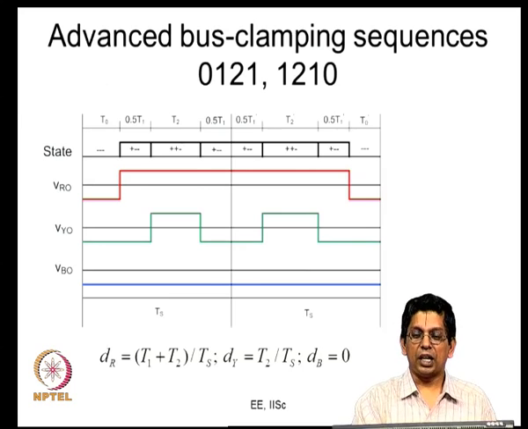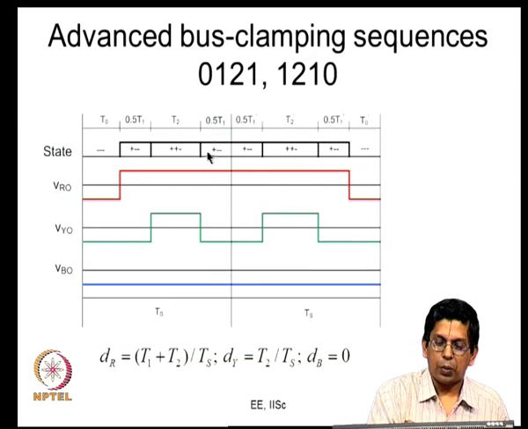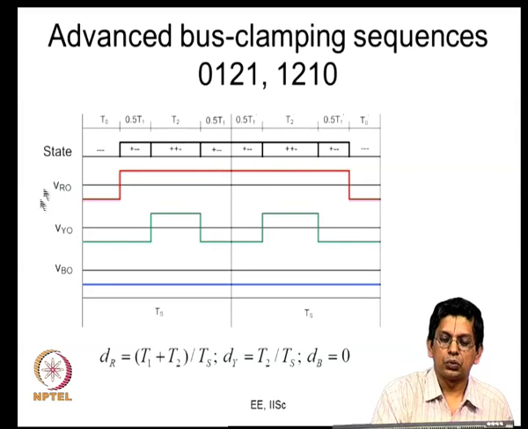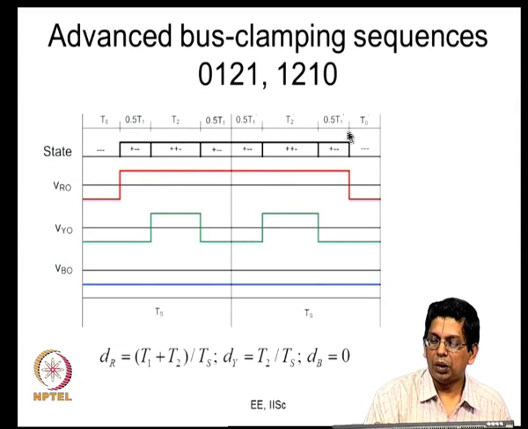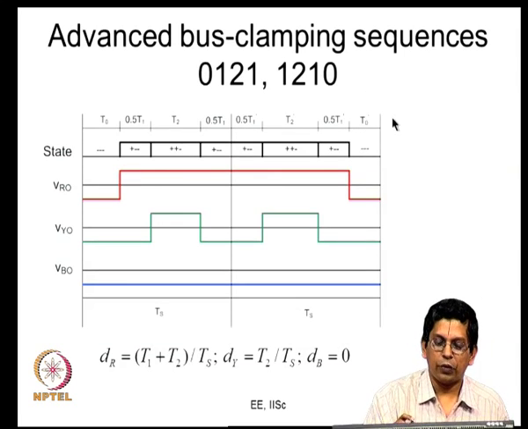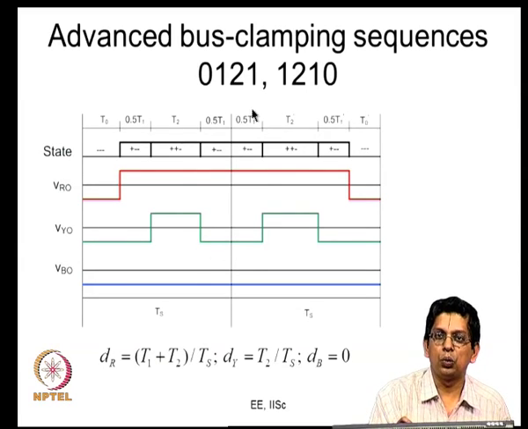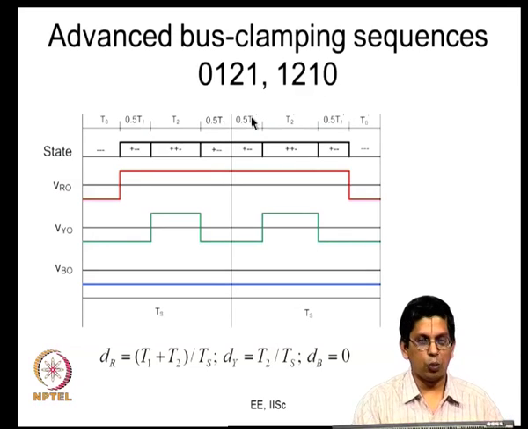The same way you have the other advanced bus clamping sequences, 1, 0, 1, 2, where this 0.5 T1 can be shifted ahead, so you can have 1, 0, 1, 2 or 2, 1, 0, 1. For those sequences also you will find the duty ratio is the same. So though a particular phase switches twice, the duty ratio for 0, 1, 2, 1 or 1, 0, 1, 2 is the same as the duty ratio for 0, 1, 2.